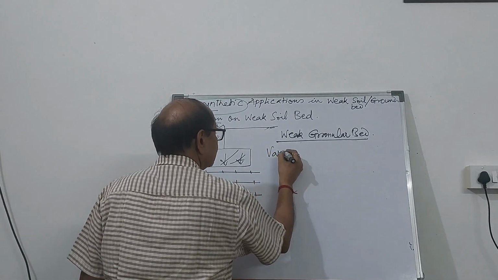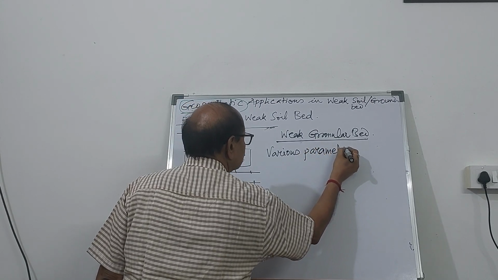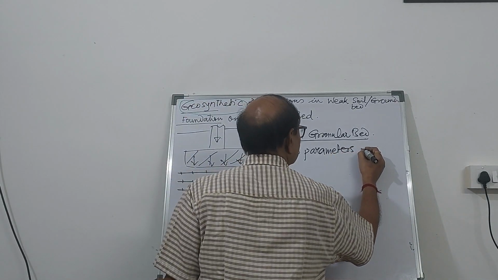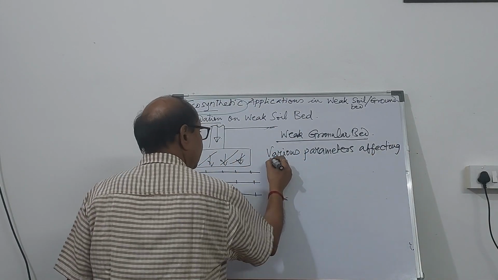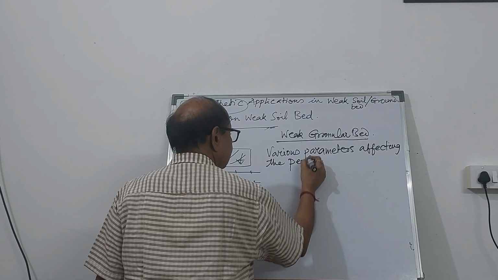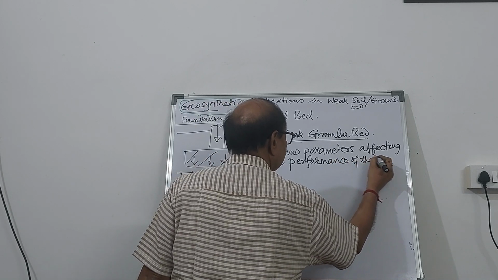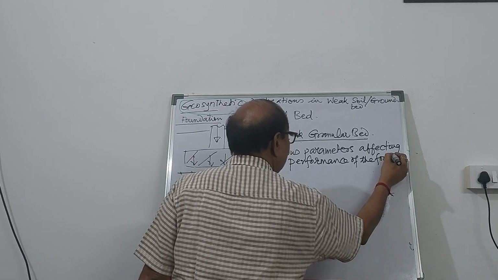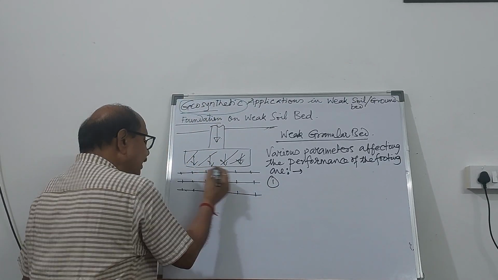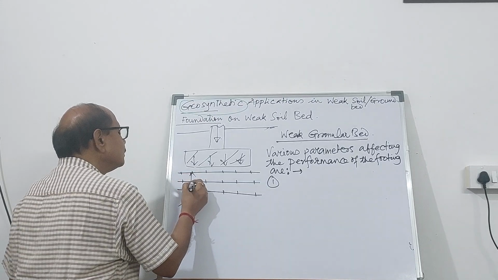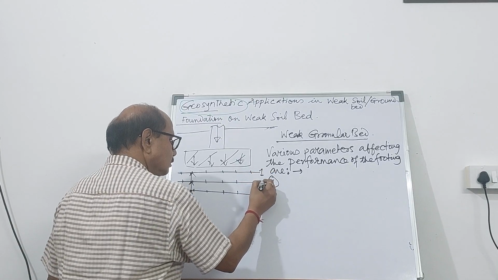So various parameters that affect, or are affecting, the performance of the footing are: number one, this reinforcing element that you have put in. These are the 3 layers: 1, 2, 3.